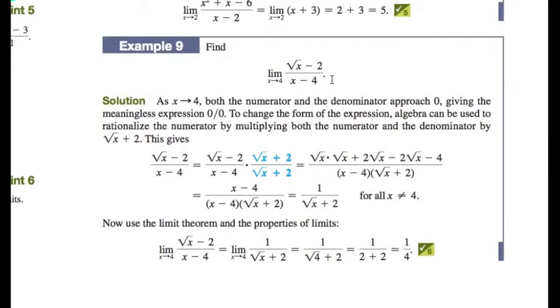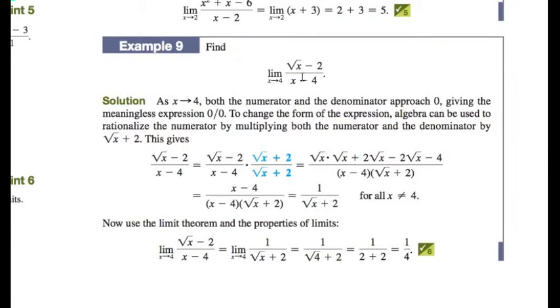Here's an example. Example 9. We want to find the limit as x approaches 4 of the square root of x minus 2 over x minus 4. If I look at my denominator, you see here x is approaching 4. If I substitute a 4 in this function, in my denominator I would have 4 minus 4, which is 0. That would give me 0 in my denominator, which would make the function undefined.